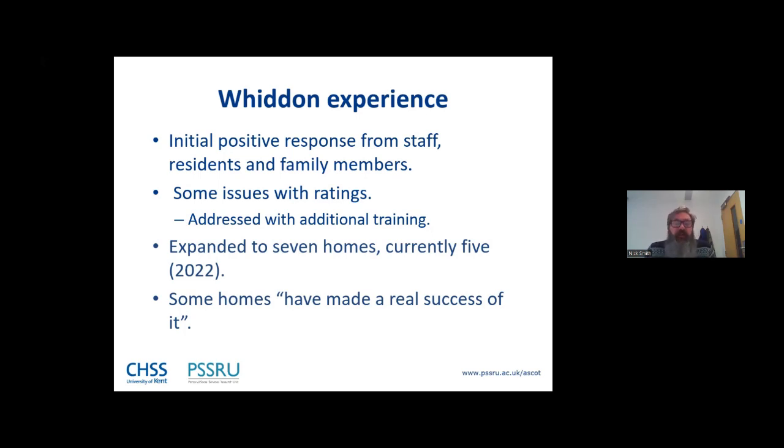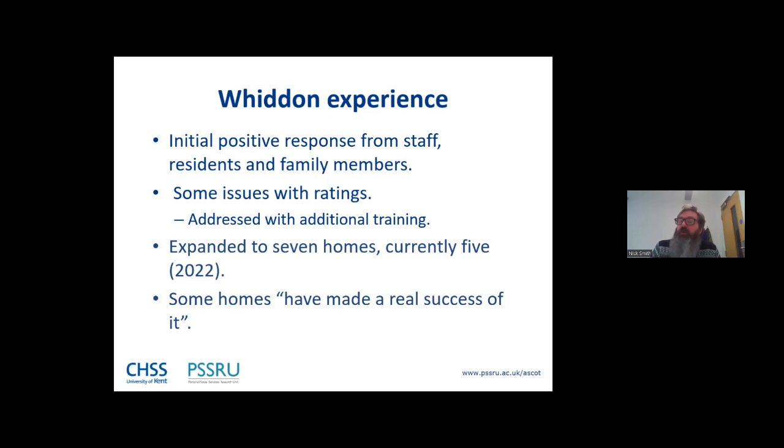Since that initial experience, the Widden Group expanded their pilot to 7 homes. By 2022, it had gone down to 5 homes using the ASCOT approach to care planning. And speaking to Widden in 2022, they felt that some homes had made a real success of it. They talked about staff really liking it, residents really liking it, so reflecting those initial responses.